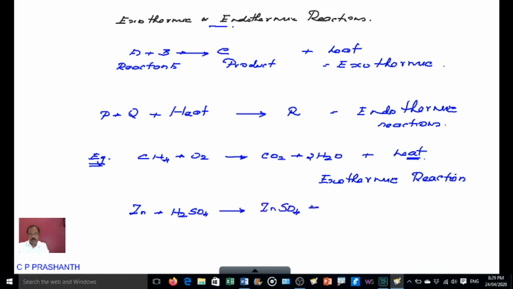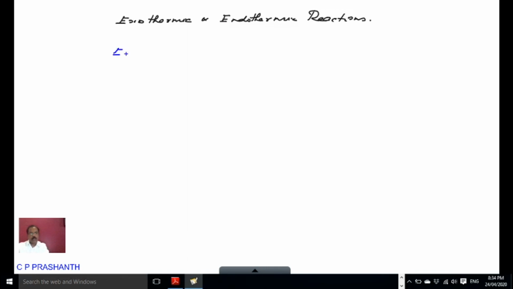Similarly, the other day we had seen this reaction, zinc reacting with sulfuric acid, producing zinc sulfate and hydrogen. If you touch the sides of the conical flask where the reaction took place, you would have felt the conical flask hot because heat is generated in this reaction. So this again is an example of an exothermic reaction.